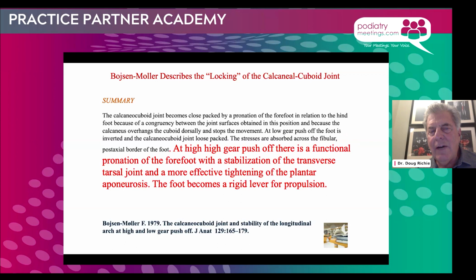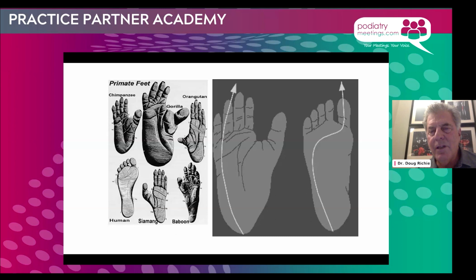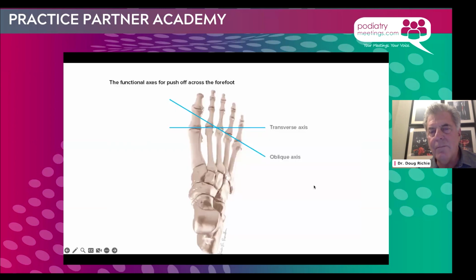In summary, Bogen-Moller felt that the locking of the lateral column at the calcaneocuboid joint stabilized the entire midfoot, allowing for weight transfer to the medial column of the foot to allow rigid lever propulsion and engagement of the windlass mechanism. He observed in gait analysis of non-human primates compared to humans that healthy human feet push off across the first metatarsal and the hallux, but only if the lateral column has been stabilized during mid-stance.